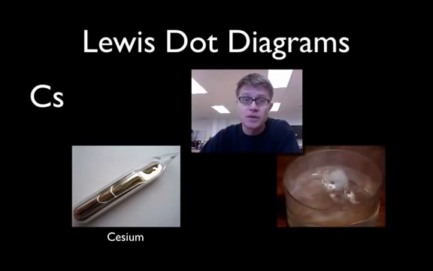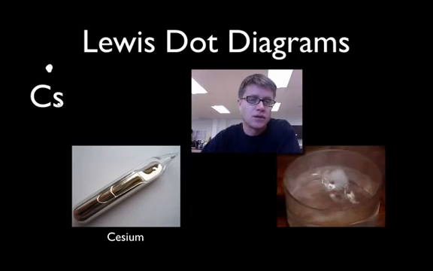Lewis dot diagrams are going to look like this. So if we start with cesium, cesium is a metal. It's got an atomic number of 55, but it's in the first column, and so that makes it really easy on the periodic table. That means it has one valence electron. So if I had to draw its Lewis dot diagram, it would look like this.